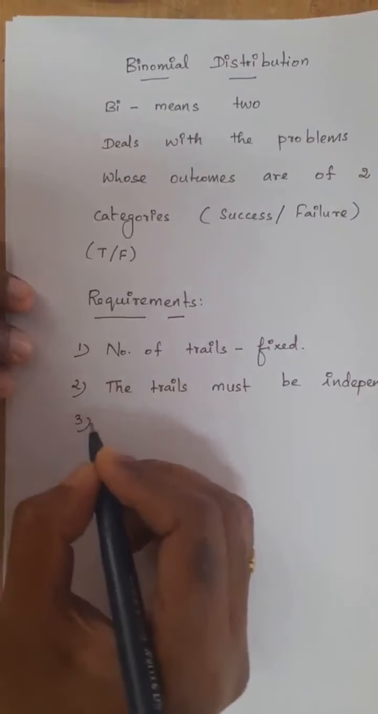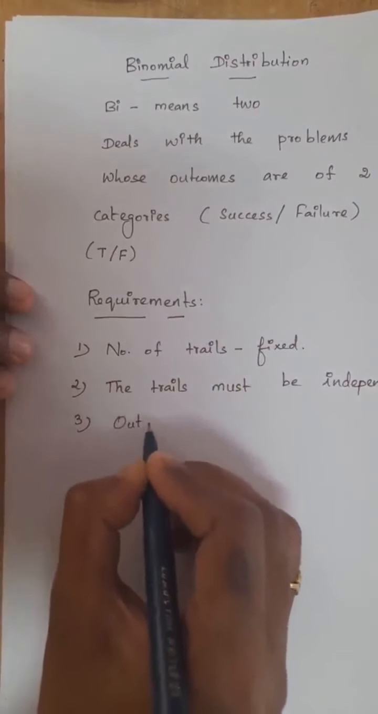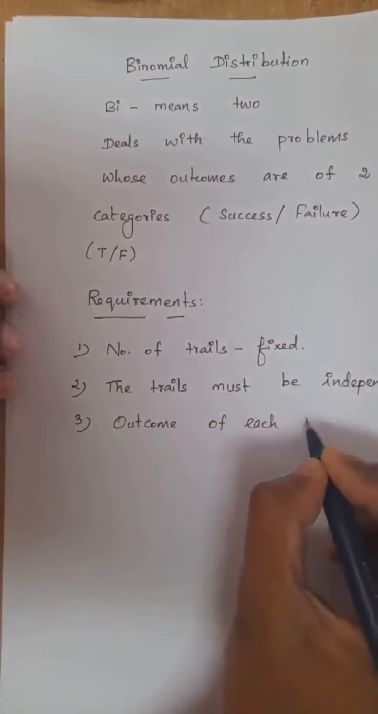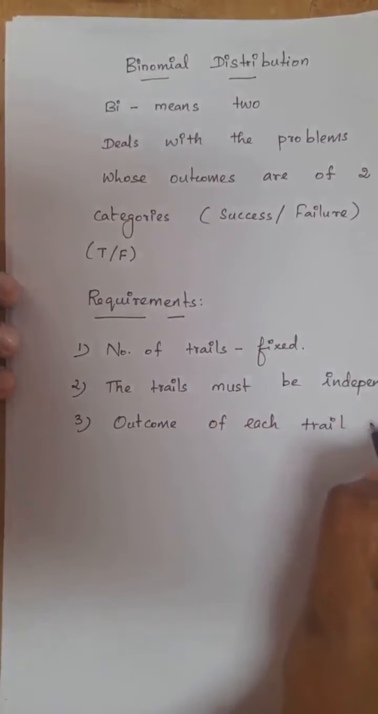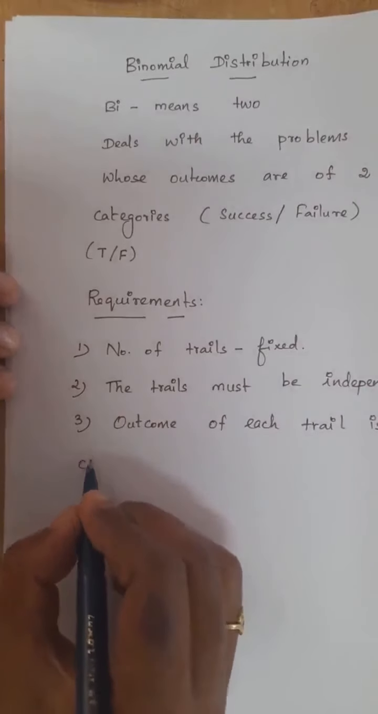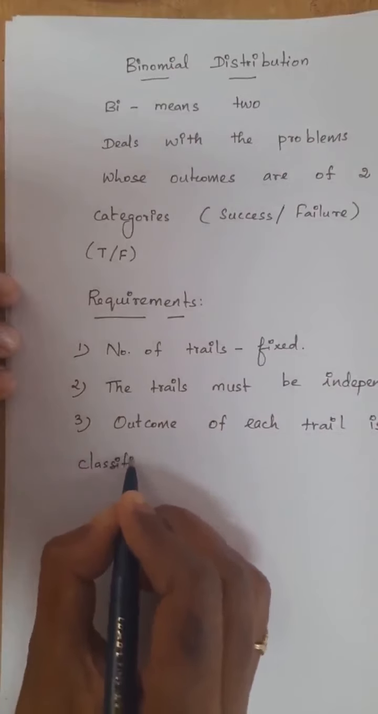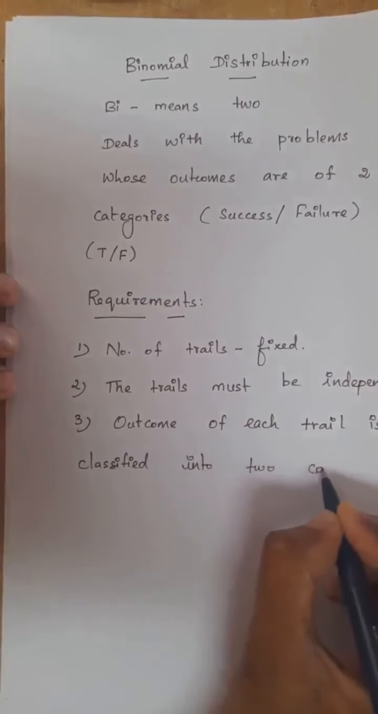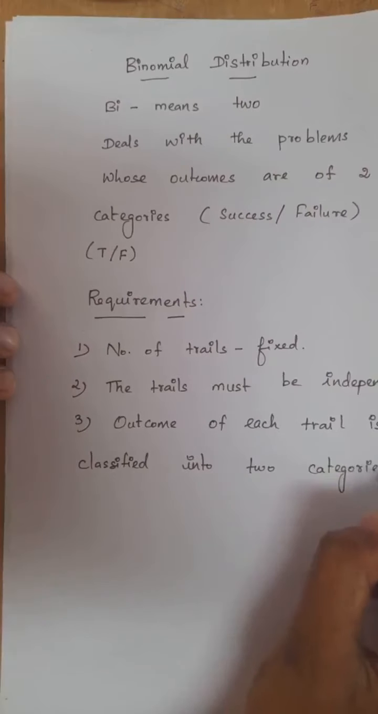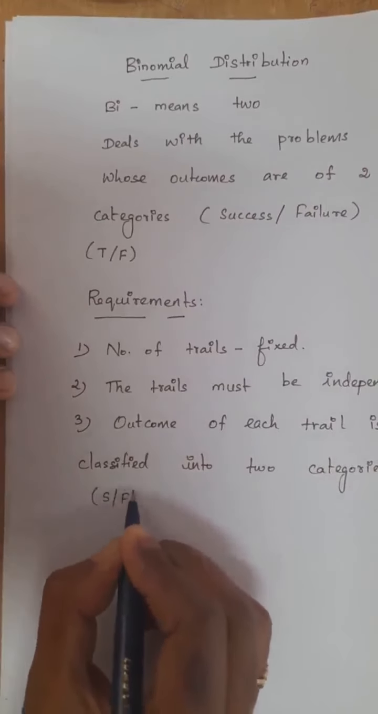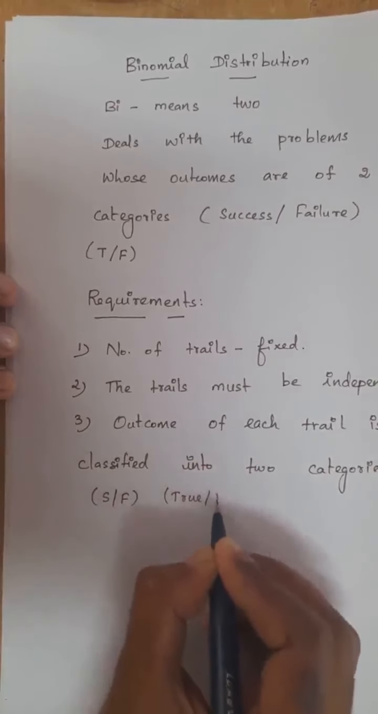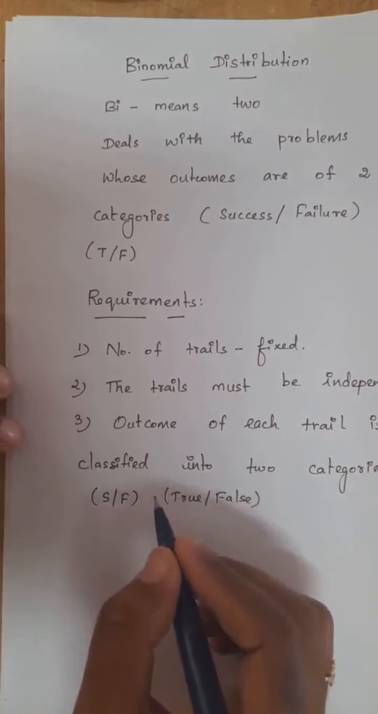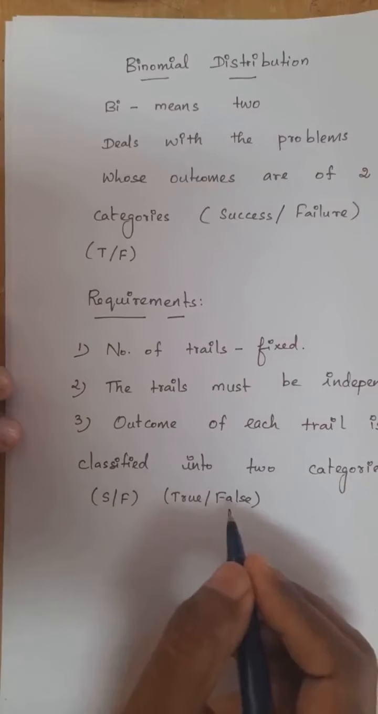The third point is the outcome of each trial is classified into two categories. That is success or failure, otherwise true or false. In each trial the outcome should be classified into only two categories, either success or failure, otherwise true or false, or some other pair.